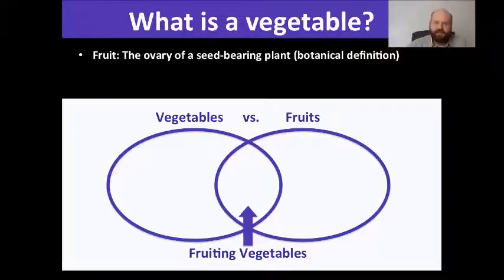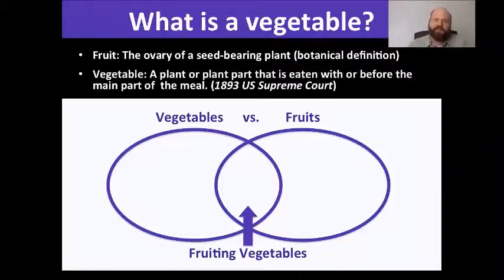So we call these fruiting vegetables. And these are most of the ones that people really like to eat a bunch, things like tomatoes and peppers and cucumbers and stuff like that. Eggplant would be a fruiting vegetable. Squash, actually pumpkins, would be a fruiting vegetable. So it's a little bit confusing if you think about it from the perspective of how fruit are defined.